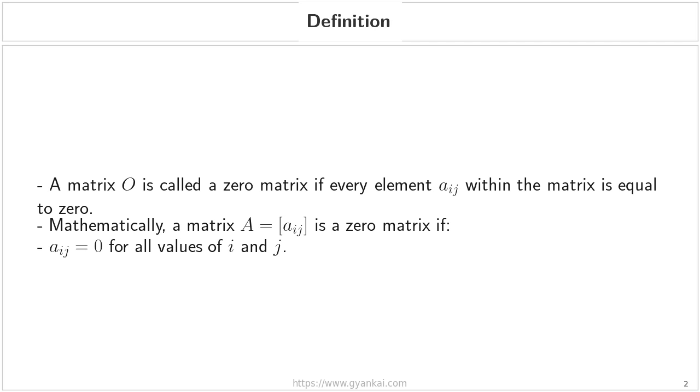Now that we have introduced the general concept of the zero matrix, let us move on to its formal definition. In simpler terms, this means that regardless of which row or column you examine, every single entry must be zero without exception. Once we have this definition clear, we can proceed to look at the specific notation and characteristics of these matrices in the next slide.